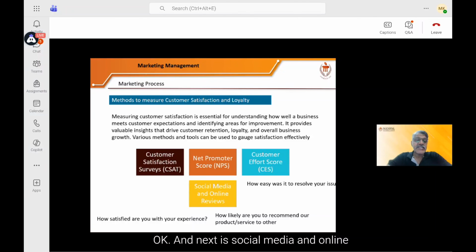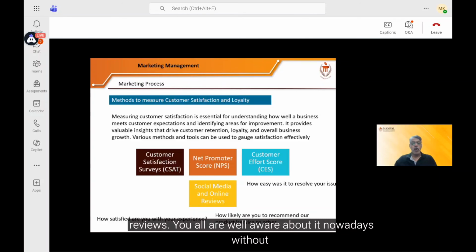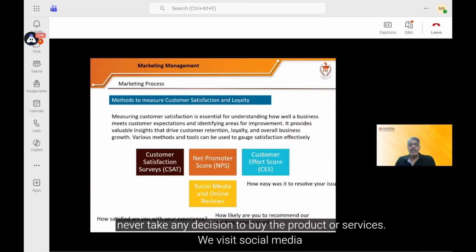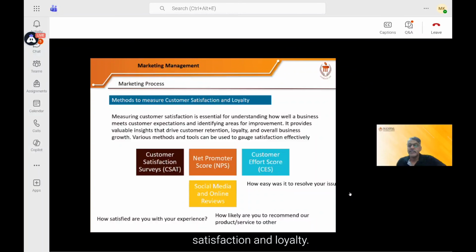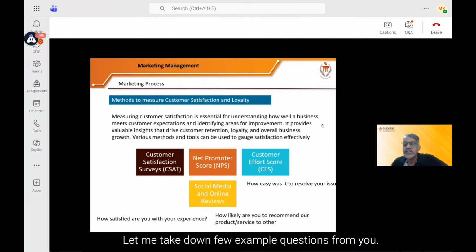Okay. And next is social media and online reviews. You all are well aware of it nowadays. Without visiting social media and online reviews, we never take any decision to buy a product or service. We visit social media, we see how the product is, you see YouTube channels, you see online reviews, and then you avail the product and services. These are the methods used in order to understand customer satisfaction and loyalty. Let me take a few example questions from here.